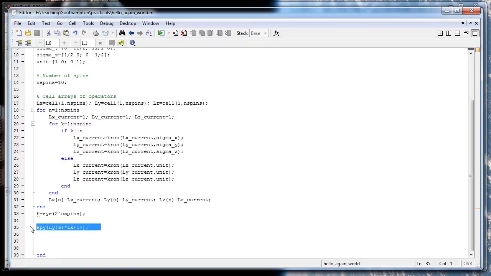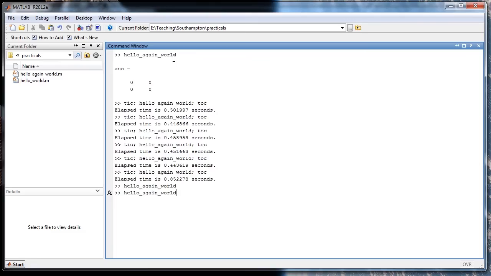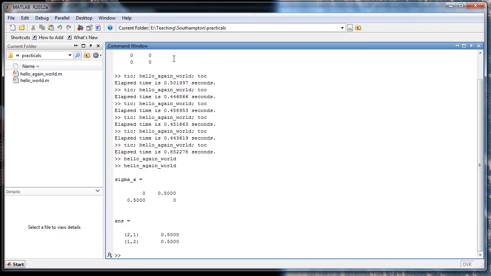So let's take a look at what a sparse representation would be. What I'll do is take something simple. I'll take sigma x and just print it. Then I'll tell MATLAB to make it a sparse matrix internally, sparse sigma x, and tell it to print it again. Let us see what happens in either case. So I'll just run that and see what there is.